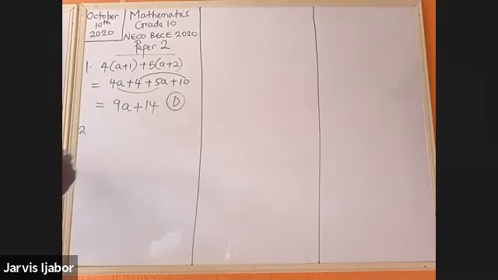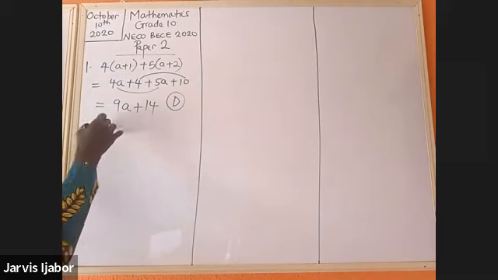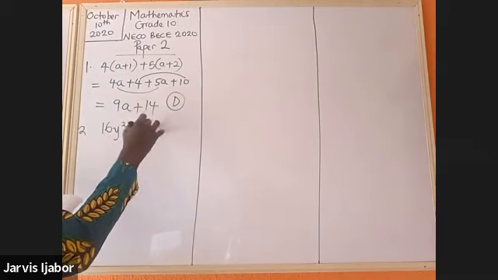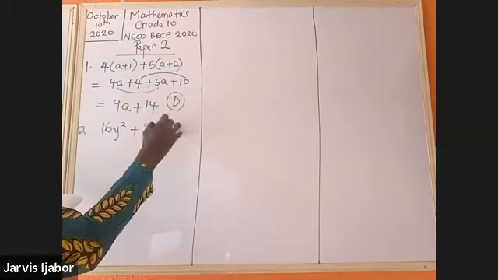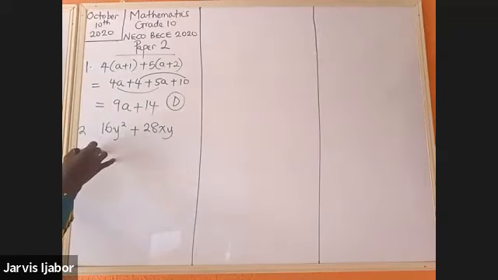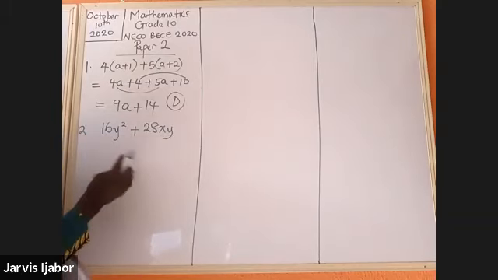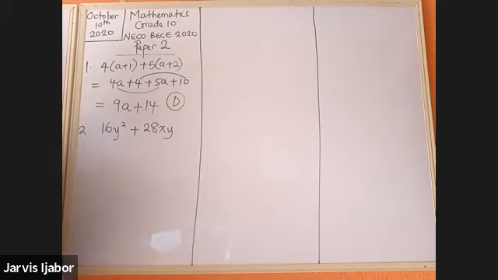Okay, so the next one is factorize 16y squared plus 28xy. So here you have to factorize. Factorize is to get out the factors. Now, if you look at this very well, what do you see here that you're also seeing here in terms of factors? This number is even, this number is even. 2 can divide these numbers. 4 can divide these numbers. And I think that's the highest you can get because 28 divided by 4 will give you 7.